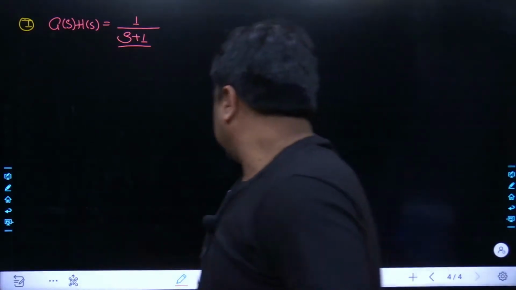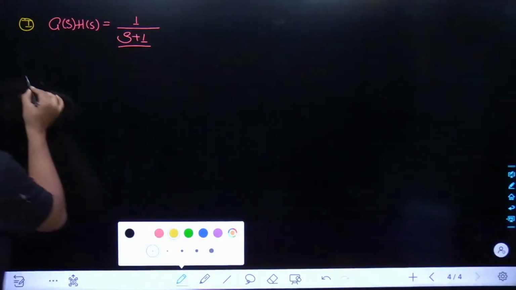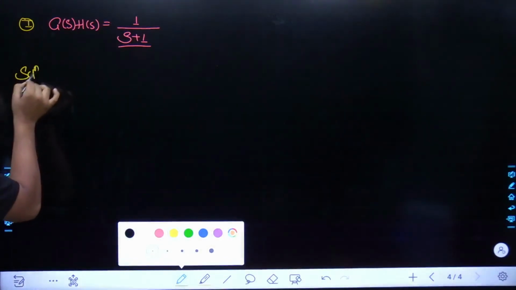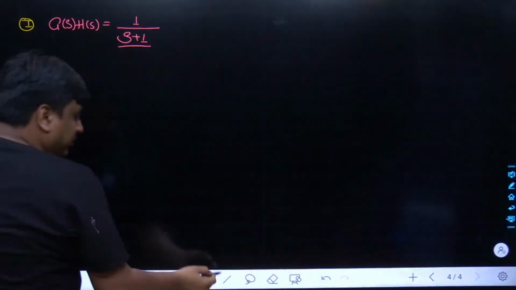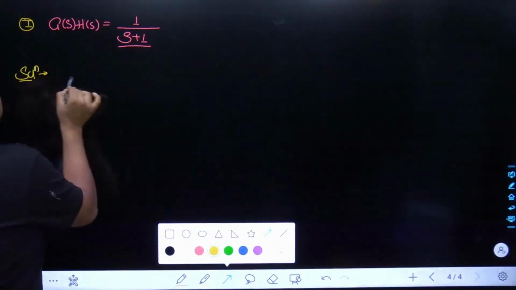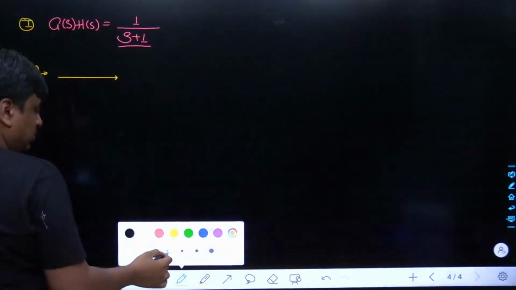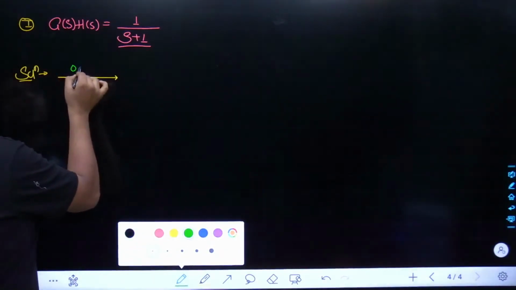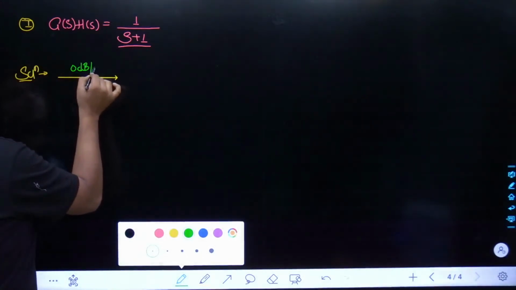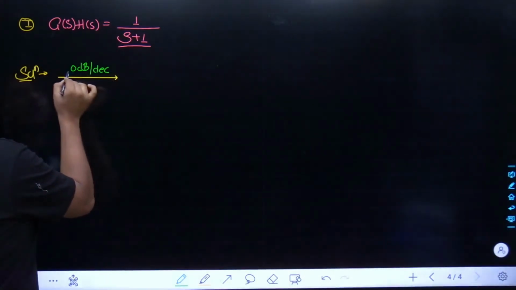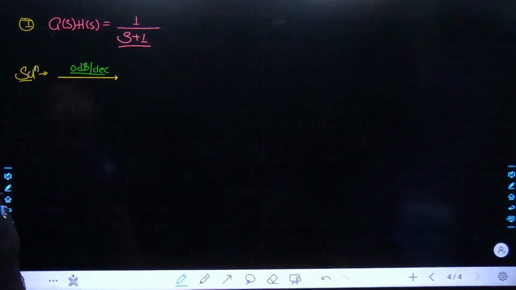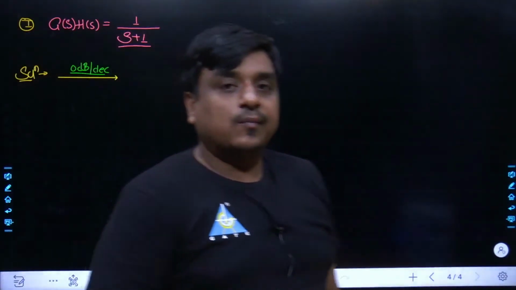So whenever you have this sort of problem, how do you start the solution? Always focus on the starting slope. The starting slope is 0 dB per decade. Why? Because the term s to the power of m has not been there.